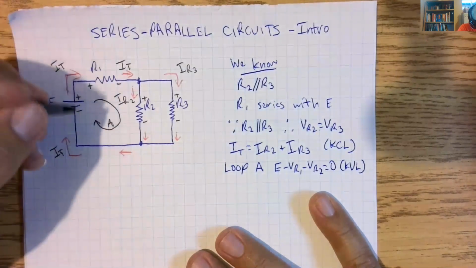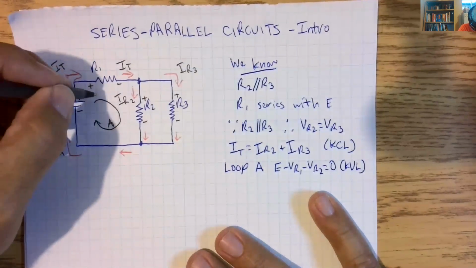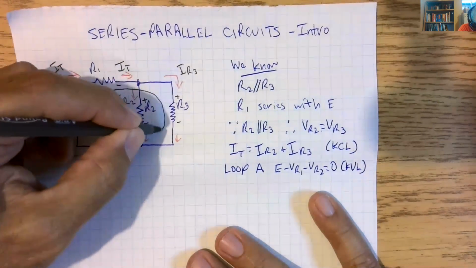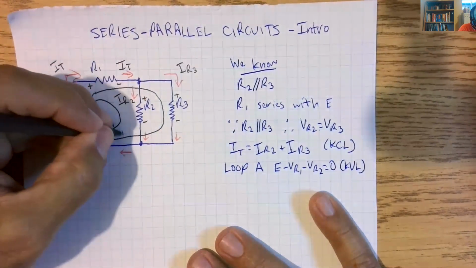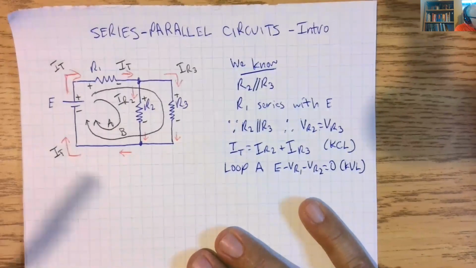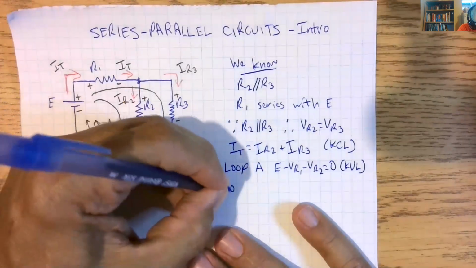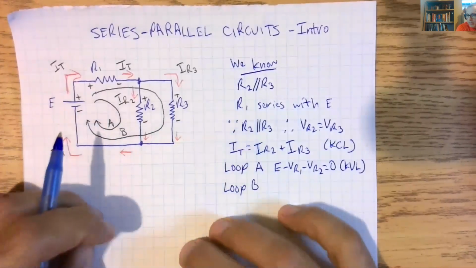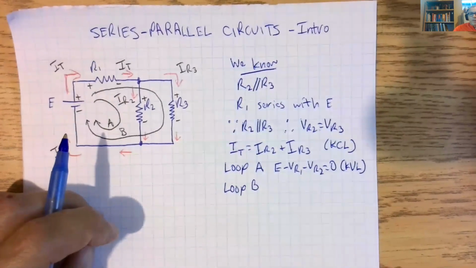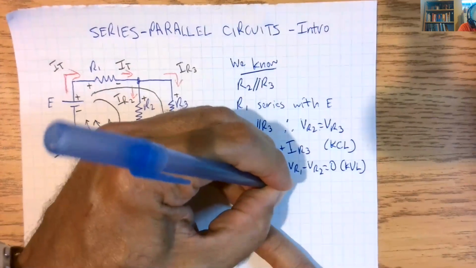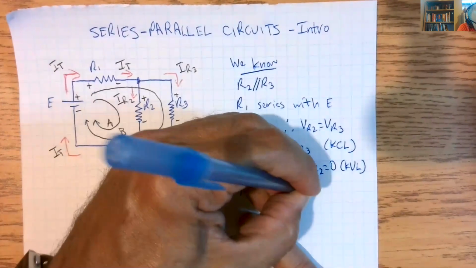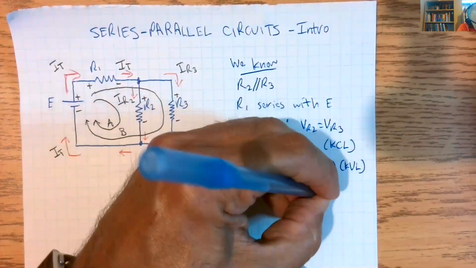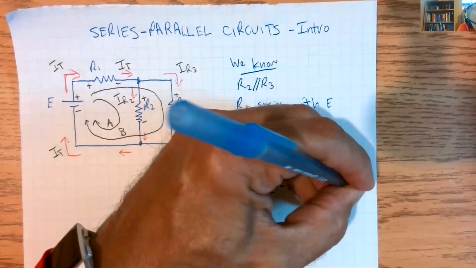We also have another loop here. It's the loop that involves R1, R3, and E. We'll call that loop B. So loop B involves R1, R3, and E: E minus VR1 minus VR3 equals 0. And that is also Kirchhoff's voltage law.